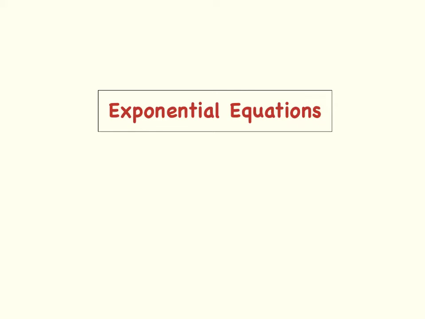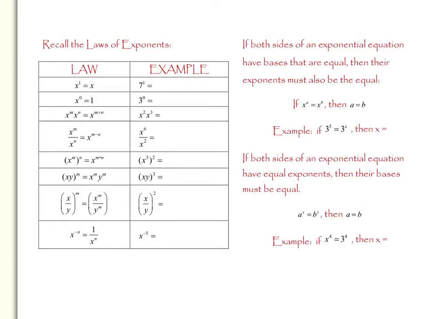Now let's get started. First, let's review our laws of exponents. That will help us when we are trying to solve exponential equations. Since x to the first power equals x, then 7 to the first power equals 7. Since x to the 0 power equals 1, then 3 to the 0 power equals 1. So remember, anything raised to the 0 power will be 1.